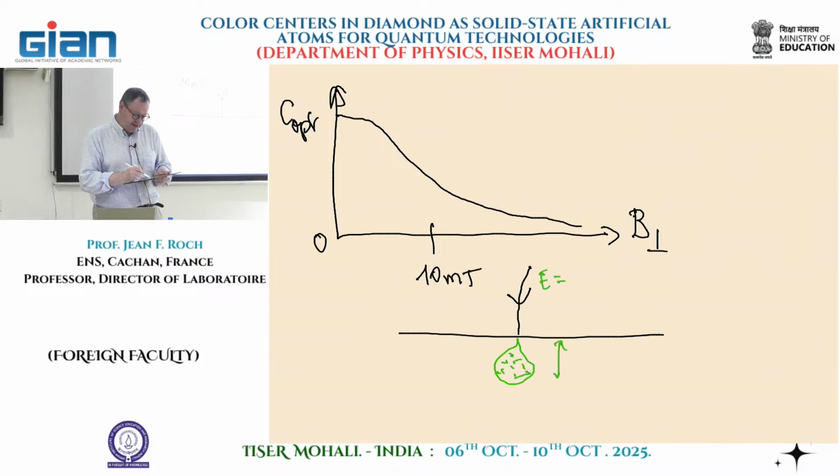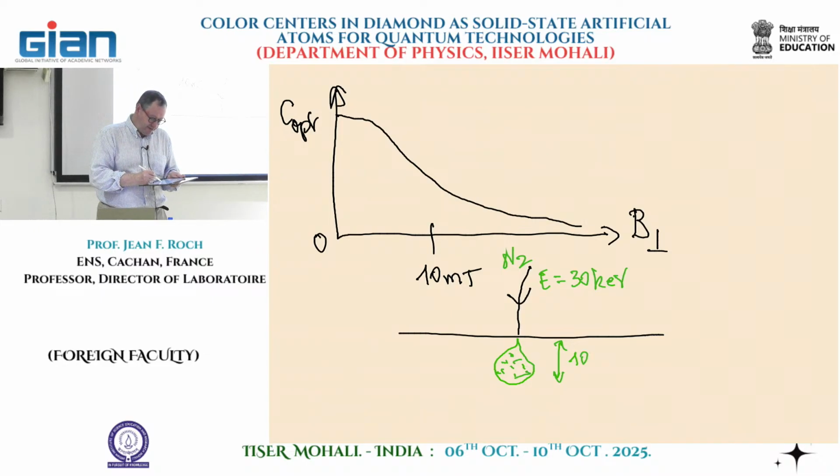So if I have, for instance, an energy of 30 kilo electron volts, which is often what we use, usually we implant N2 molecules. It means that each molecule will dissociate, and each atom will get half of the energy. So it's an effective implantation energy of 15 kilo electron volts. And if you do some simulation, you would say that this is a depth of about 10 nanometers.